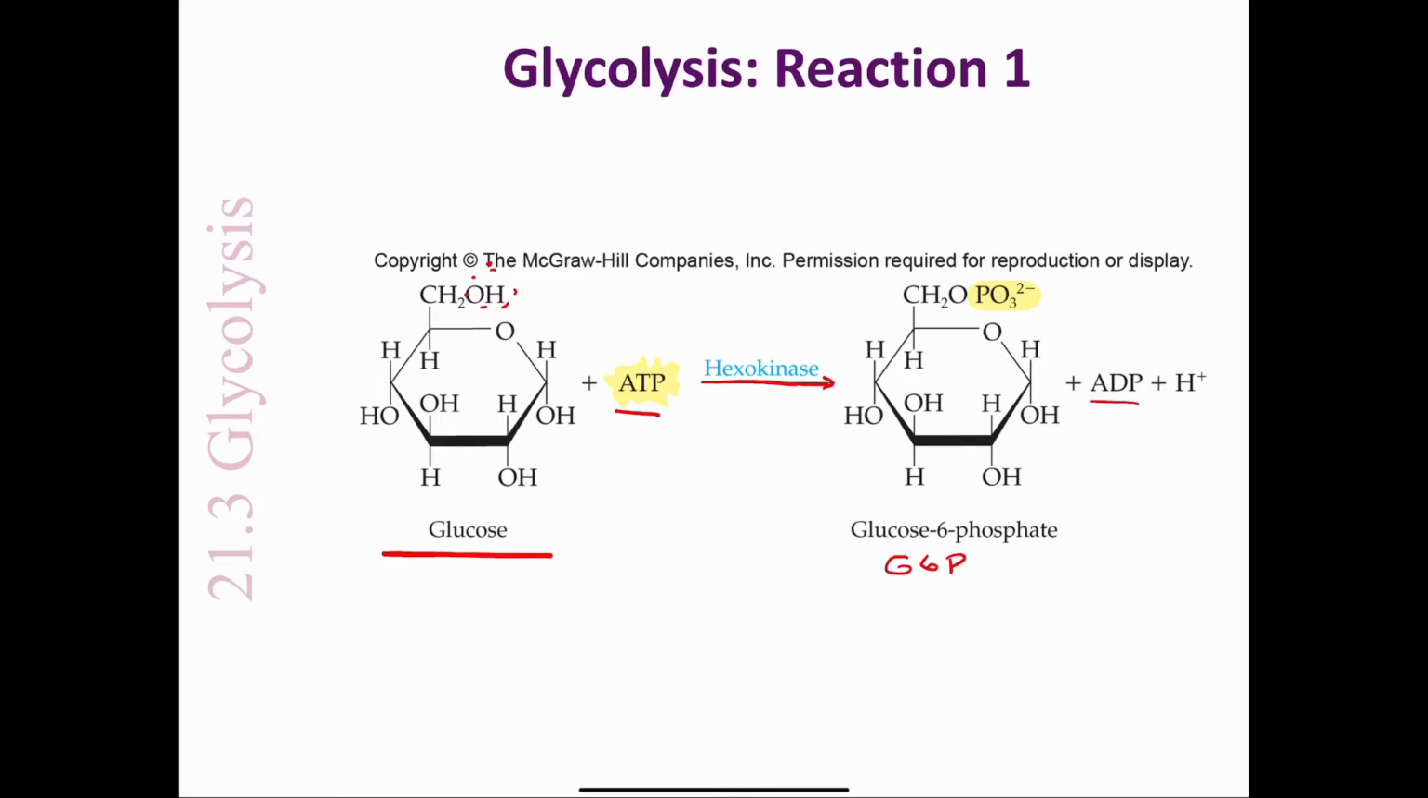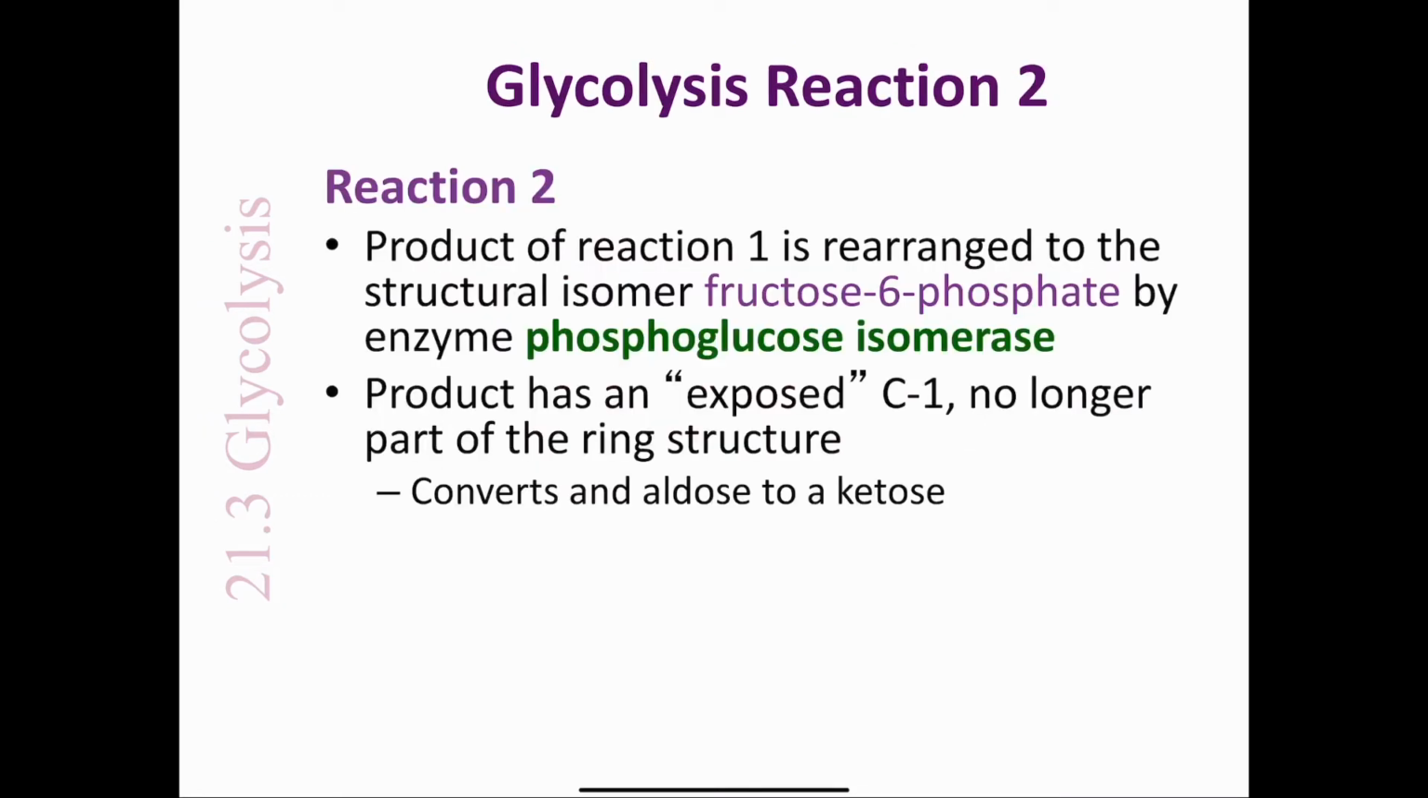and ADP. The glucose 6-phosphate, or G6P, formed in the first reaction is rearranged to produce the structural isomer fructose 6-phosphate. The enzyme phosphoglucose isomerase catalyzes this isomerization. The result is that the carbon-1 carbon of the 6-carbon sugar is exposed. It is no longer part of the ring structure. Examination of the open chain structures reveals that this isomerization converts an aldose into a ketose.